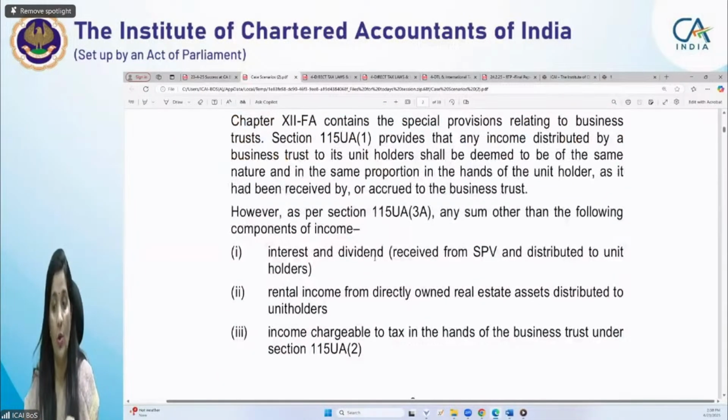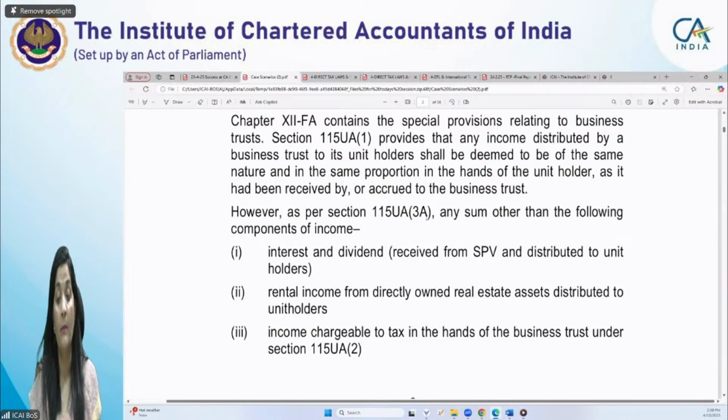So I am telling you, pass-through status is with respect to interest, dividend, rental income from directly owned real estate assets distributed to unit holders. Another important thing they have included is 115UA(3A). This is last year's amendment and it is very, very important for you.